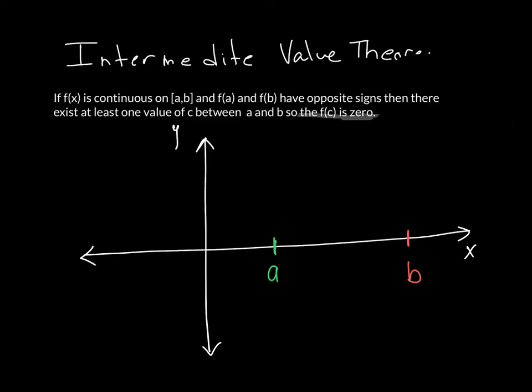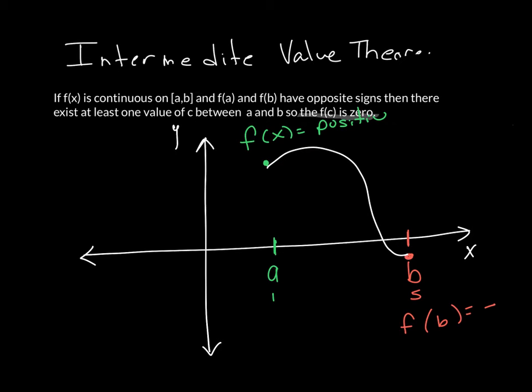Now, let's say this is an example when f of a, remember f of a would just take that value, let's say that was a 1, and that would be a positive. That means it would be up here somewhere. And then down here, f of b, let's call this in this case 5, that would have a negative output. So let's say it's down here. And then when I draw my graph in, this graph would look something like this.